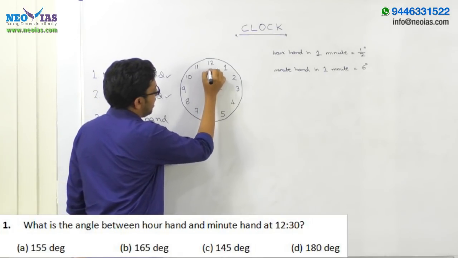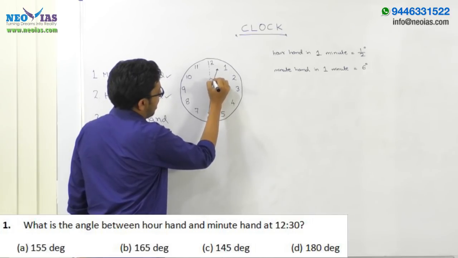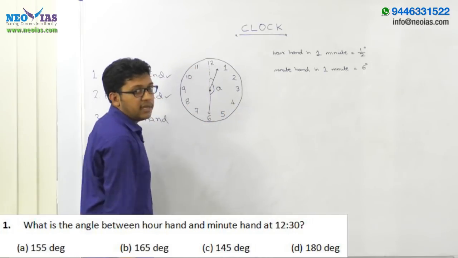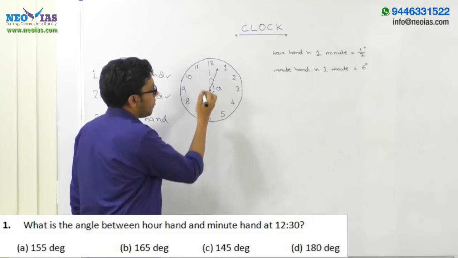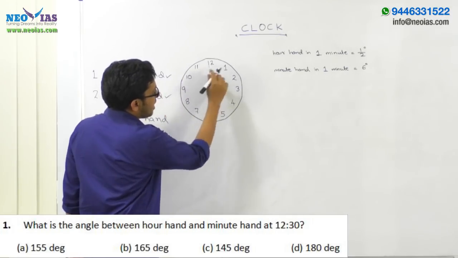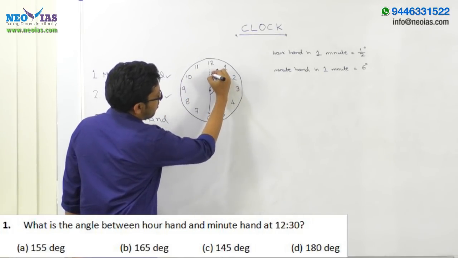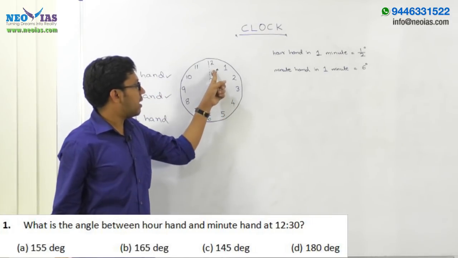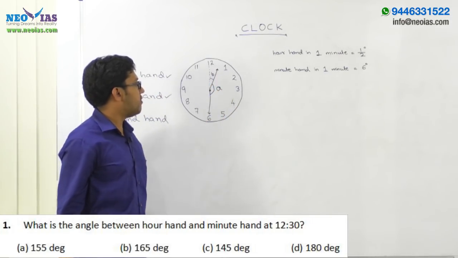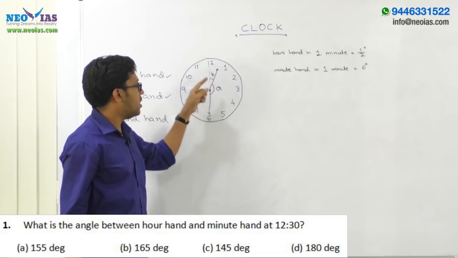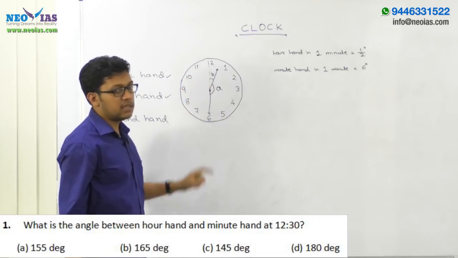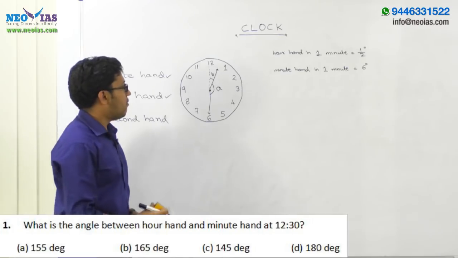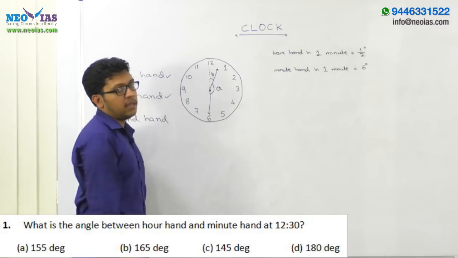Angle between 12 and 6 is 180 degrees. We have already said that. And if we can find this small angle, we can name it angle B. If we can find this small angle, then we can easily find out angle A, because we know the angle between 12 and 6 is 180 degrees. What will be the value of angle B?